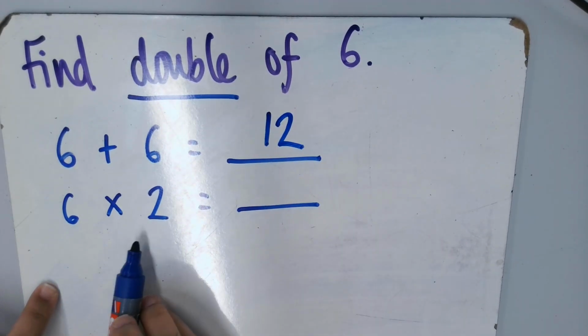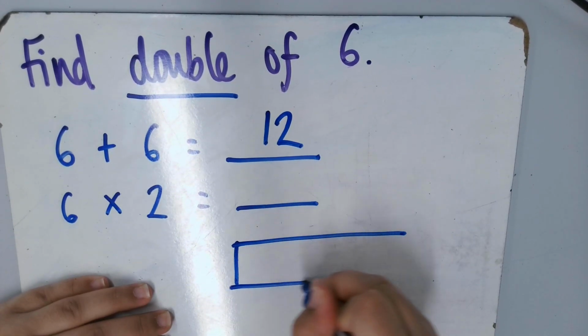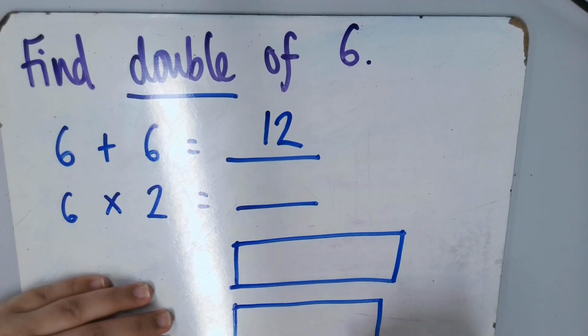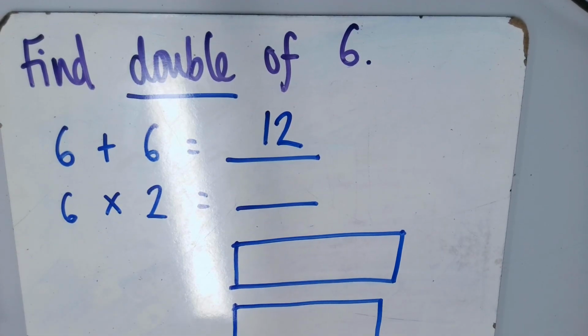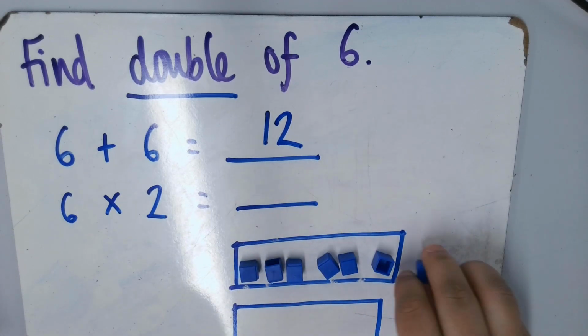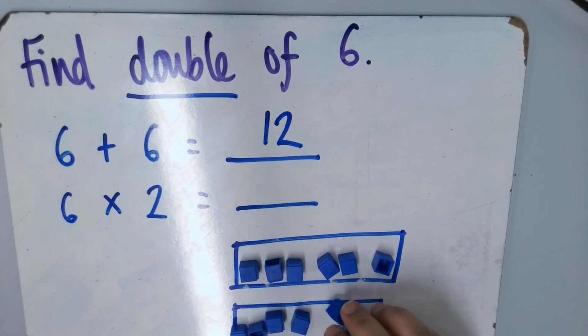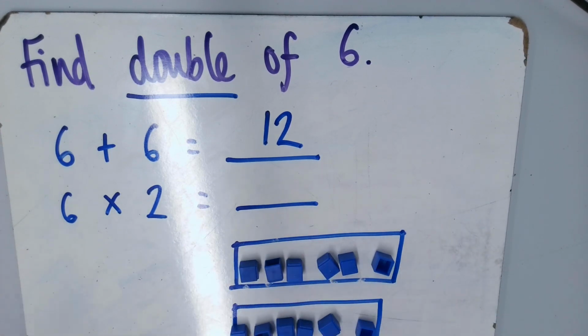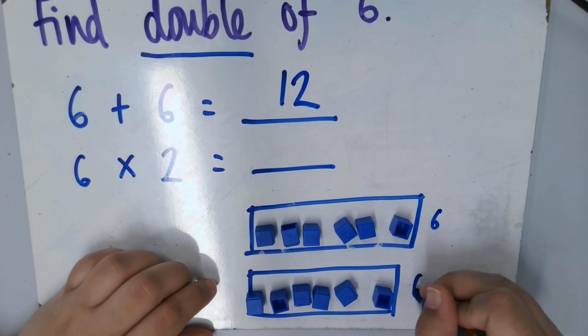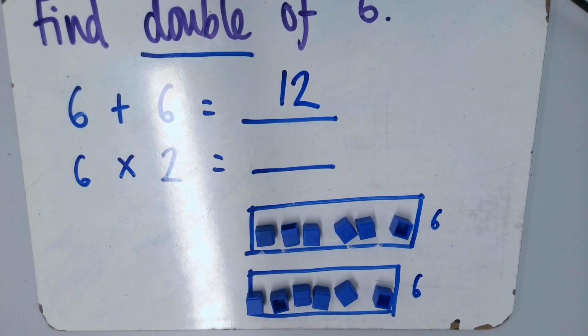This time I've got 6 lots of 2. Let's draw our 2 groups. And we know that we've got 6 in each group. So 1, 2, 3, 4, 5, 6. I've got the value of each group. And then I've got another 6. 1, 2, 3, 4, 5, 6. I've got 6 in each group. 6 and 6. And I want to find out how many there are. 1, 2, 3, 4, 5, 6, 7, 8, 9, 10, 11, 12. Oh, so they are the same.